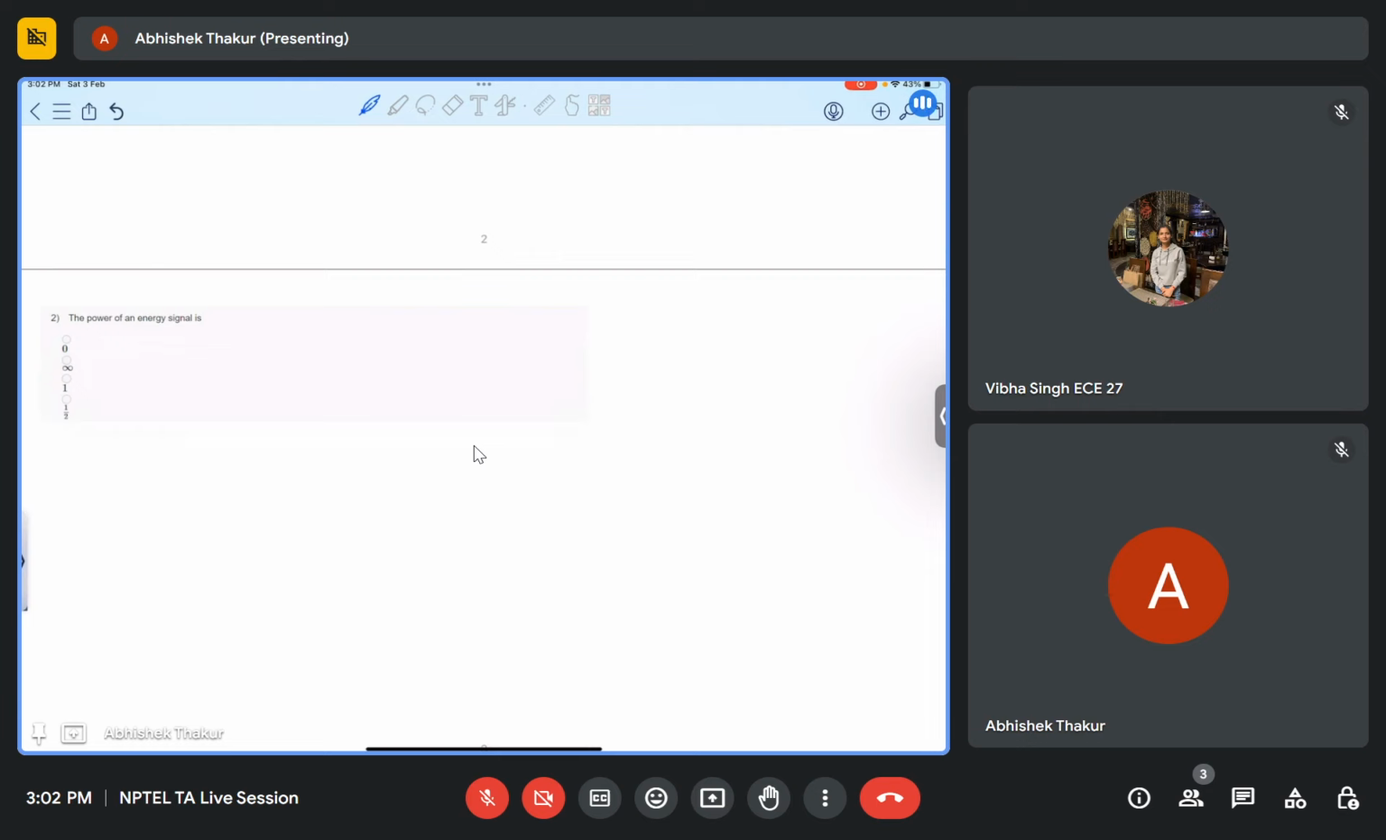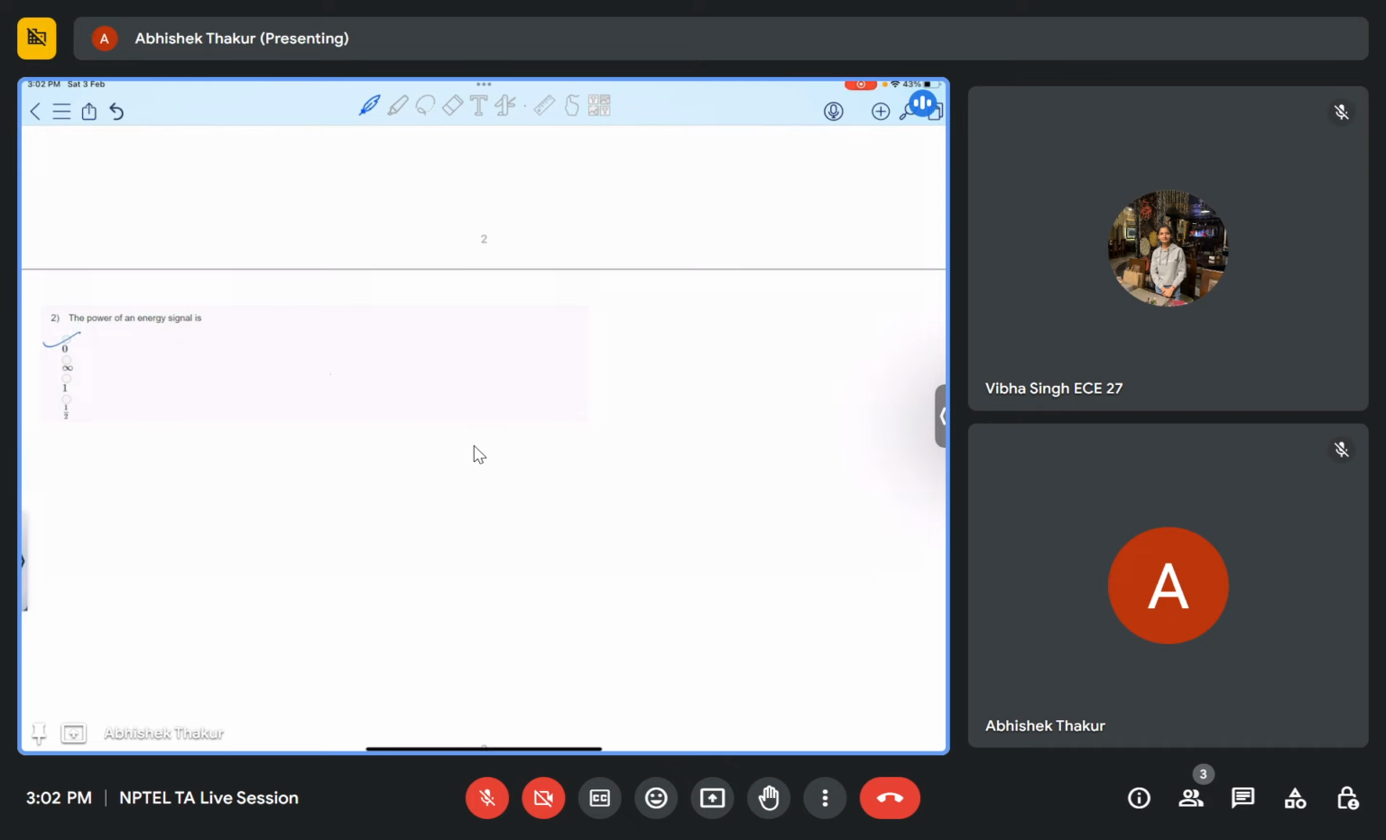Now the second question is the power of an energy signal. So the power of the energy signal will be 0. So option A is the correct answer for this. These all are very simple questions. So option A is correct.